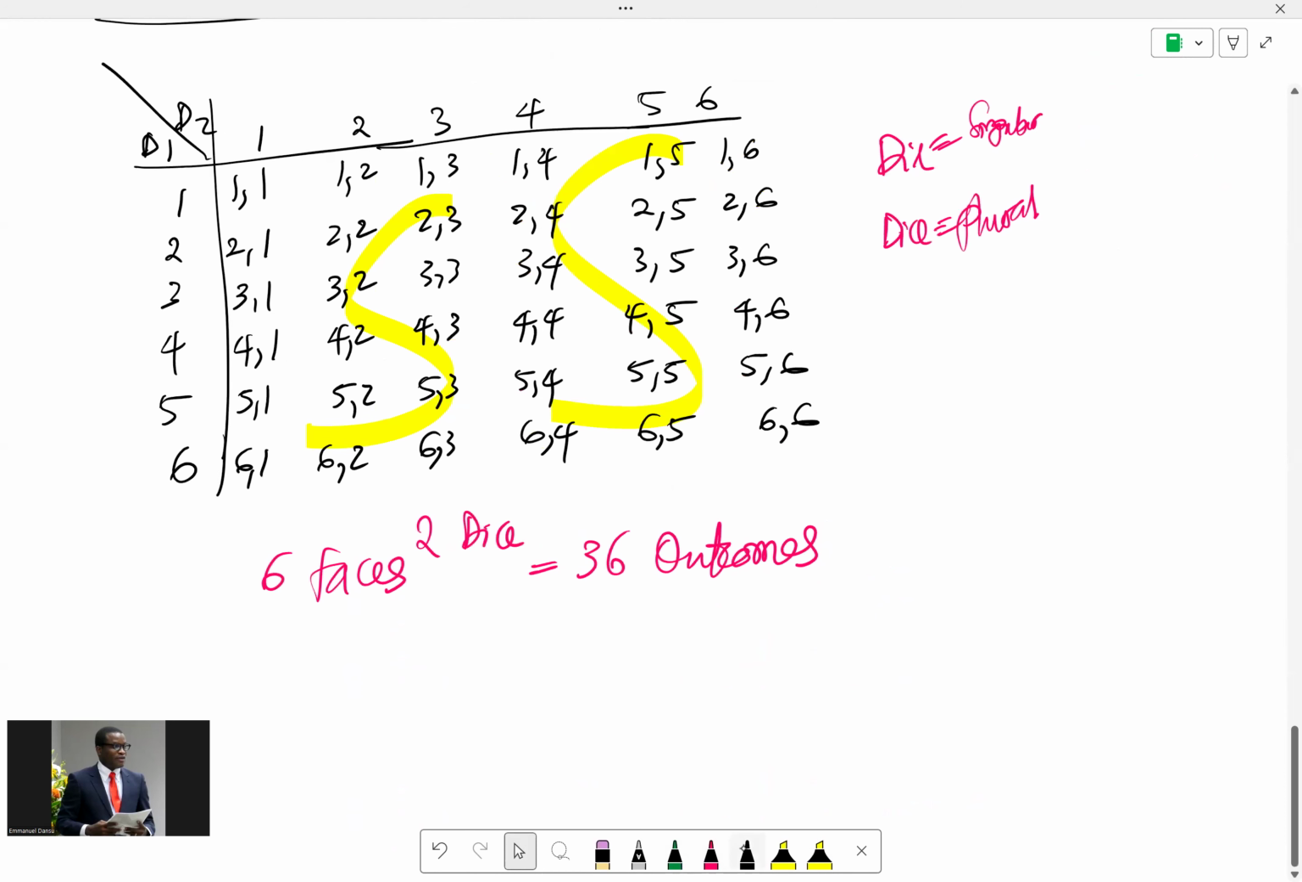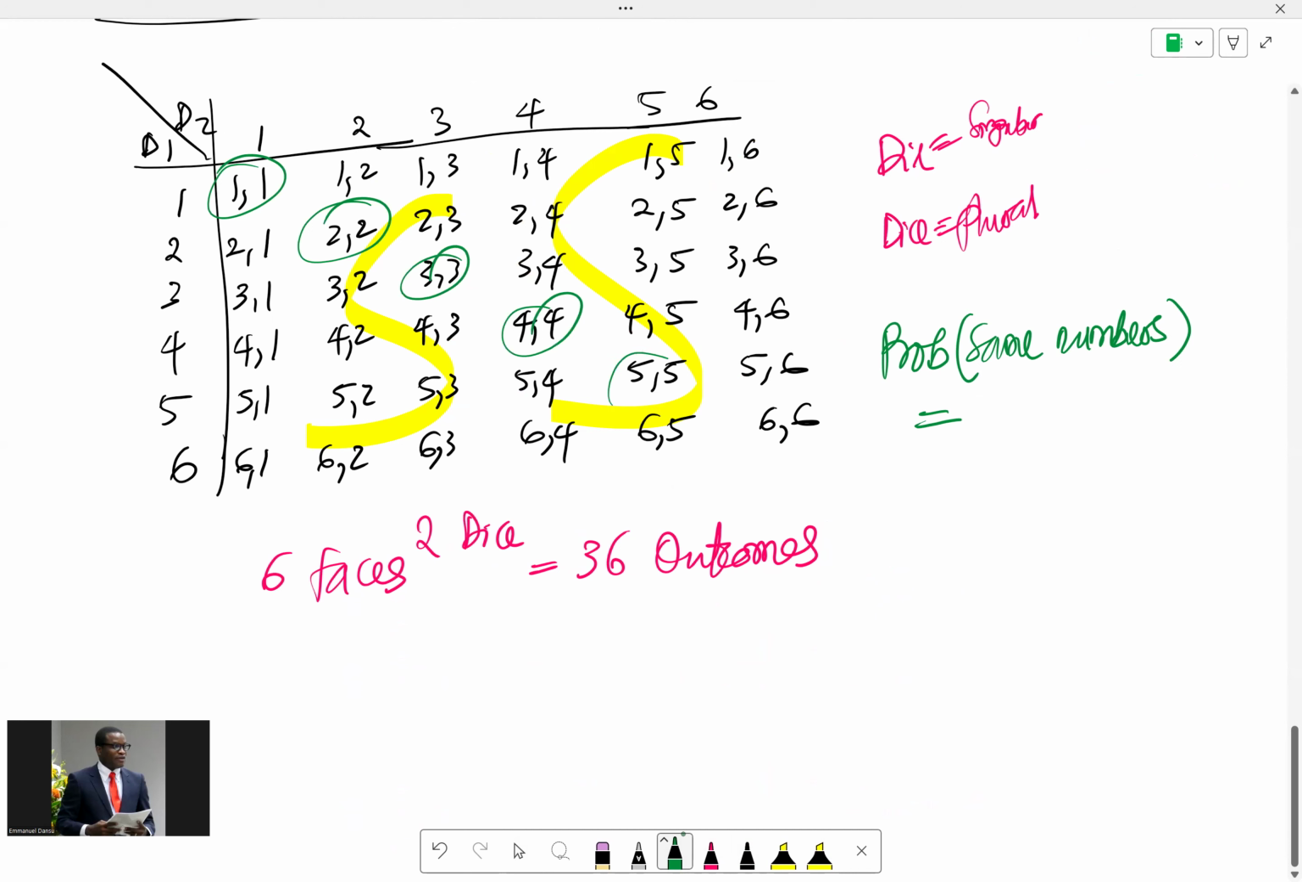For instance, what is the probability of getting the same numbers? That is, you have the same numbers on the 2 faces of the 2 dice, okay? So you can check same number. It can be 1,1; 2,2; 3,3; 4,4; 5,5; or 6,6. So that's 1, 2, 3, 4, 5, 6. So the probability of getting the same number on the 2 faces of the dice will be 6 out of 36. That is 1 over 6.